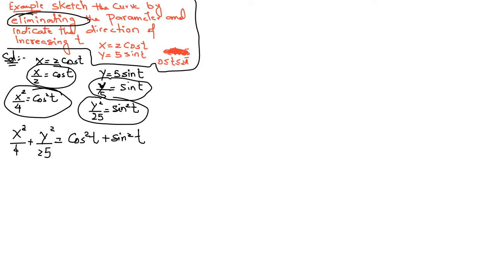Equal to 1. Yes, equal to 1. So what is the end equation? It becomes x square divided by 4 plus y square divided by 25 is equal to 1. Now in this form of equation we have to sketch the graph.